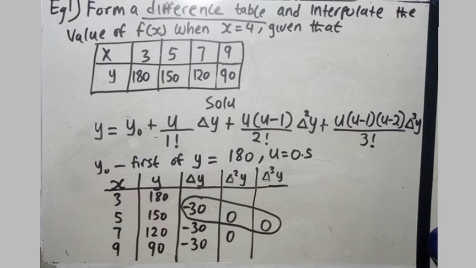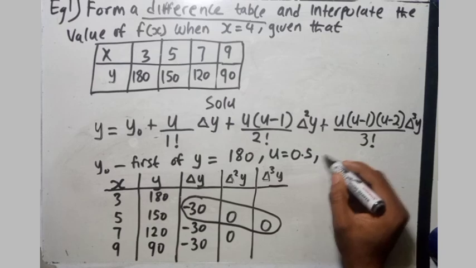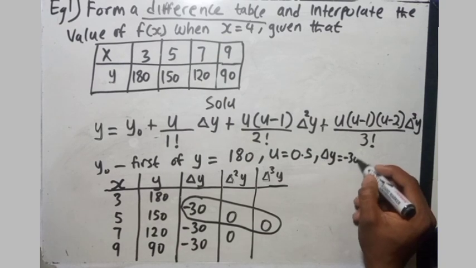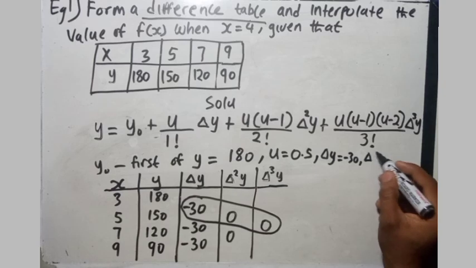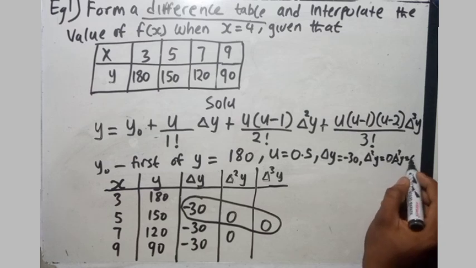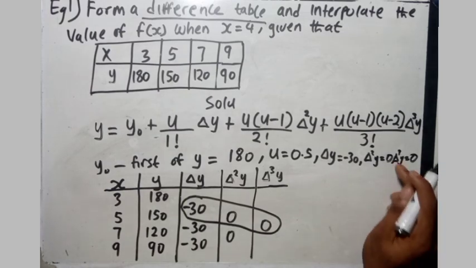So let's write down the values of our change in y. Change in y, we have it to be minus 30. And second change in y, we have it to be 0. And the third change in y, we have it to be 0. Forgive my handwriting.